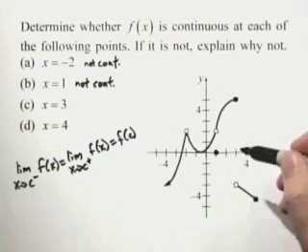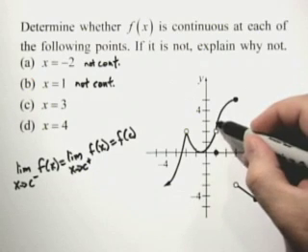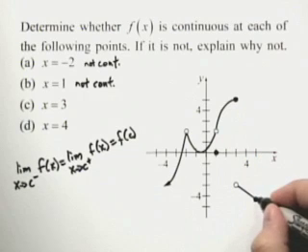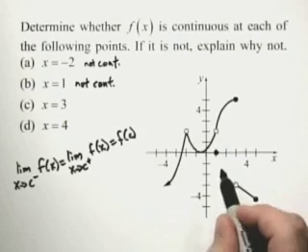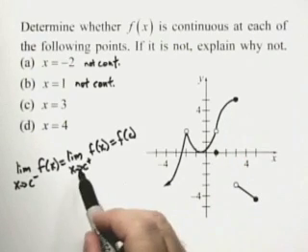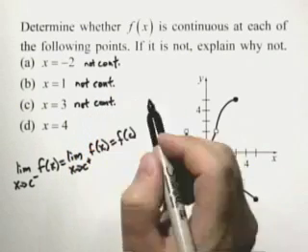For x equal to 3, we see the function is defined at x equal to 3. The limit from the left is equal to 5, but the limit from the right is equal to -3. Since the limit from the left and the limit from the right are not equal, as we require, we'll say the function is not continuous at x equal to 3.